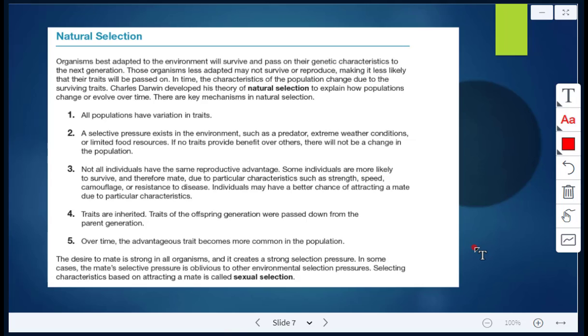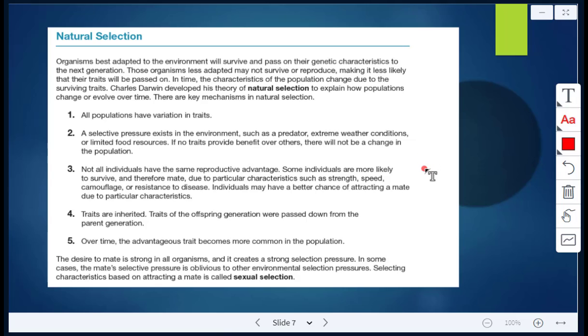And these are the 5 key mechanisms in natural selection. Number 1, all populations have variations in traits. All the organisms in a species have variations. They don't all look the same. Number 2, a selective pressure exists in the environment, such as a predator, extreme weather conditions, or limited food resources. If no traits provide benefit over others, there will not be a change in the population.